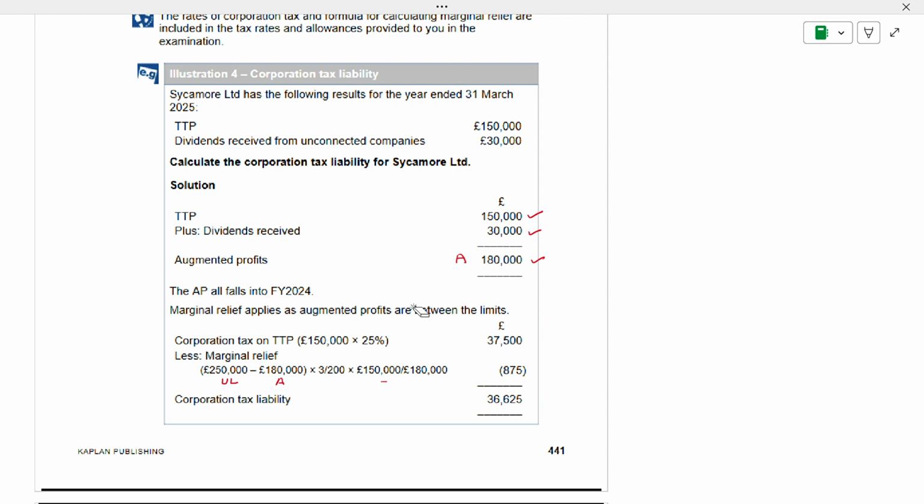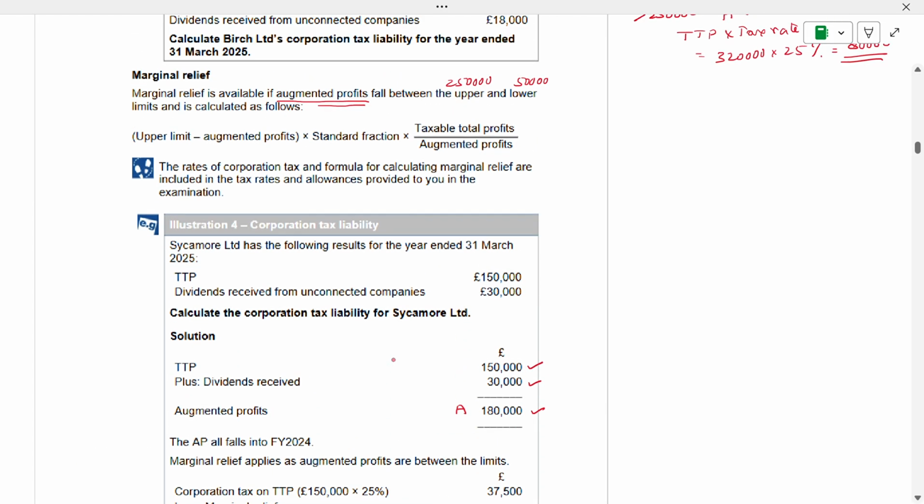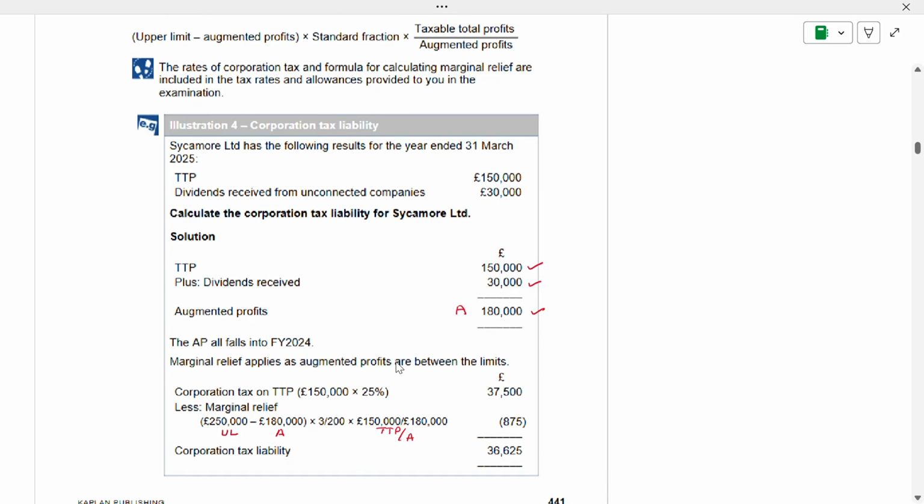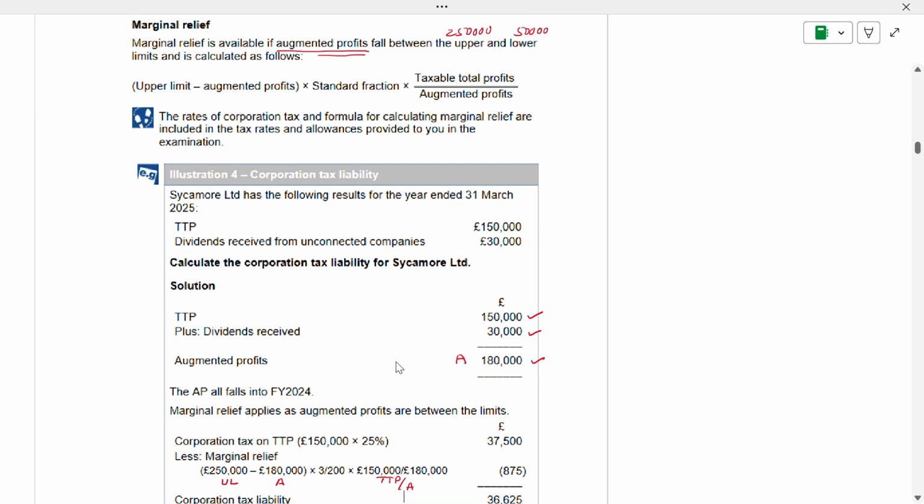If it is between upper and lower limit, what are we saying? See the thing. Upper limit minus augmented profits. This is the fraction. It is augmented profits. No, TTP divided by augmented profits. Yes, TTP divided by augmented profits. Just check.